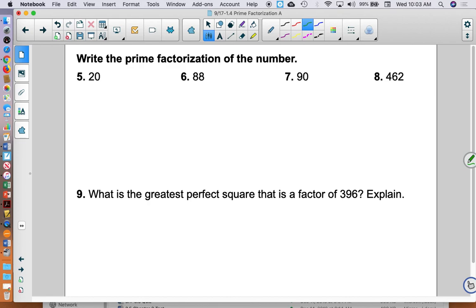Only prime factors. Only prime factors. Okay, so what do you got to do with that one? Is that prime? So you've got to have prime factors all in the end before you write that prime factorization. You may do all of those in that box if you want to while you're waiting on somebody to get around to you.